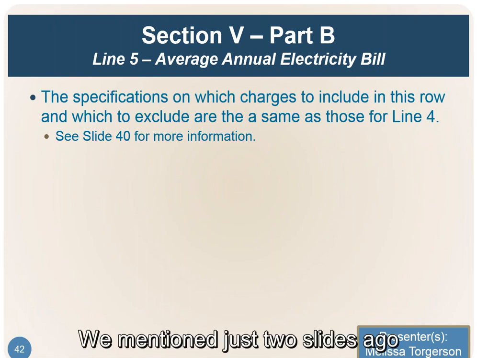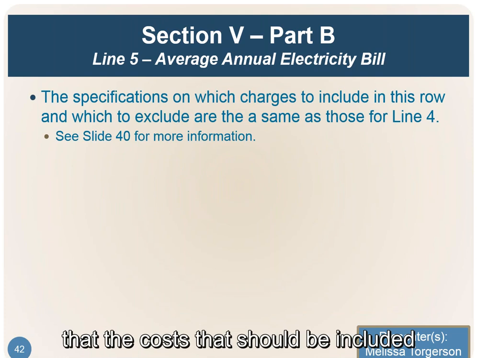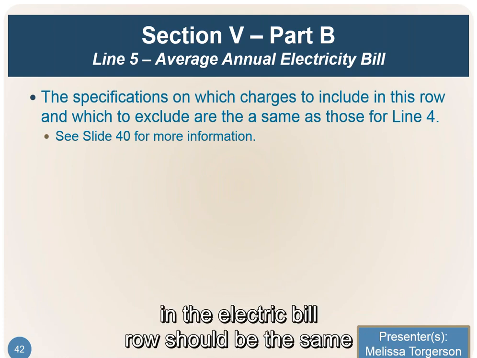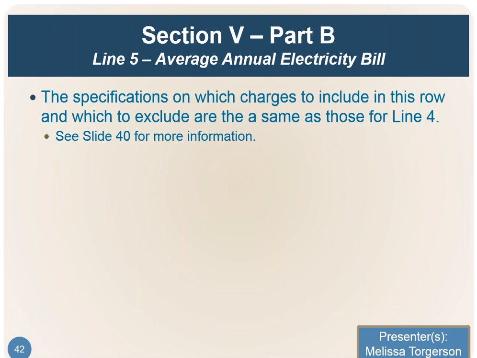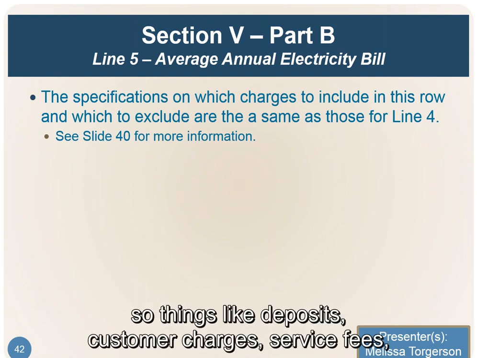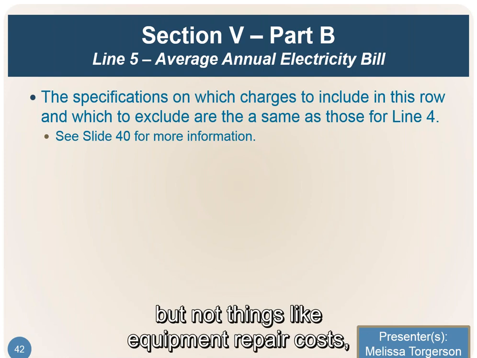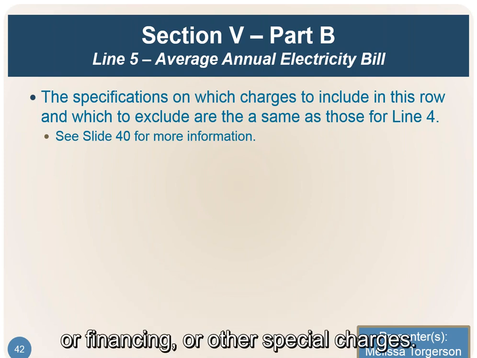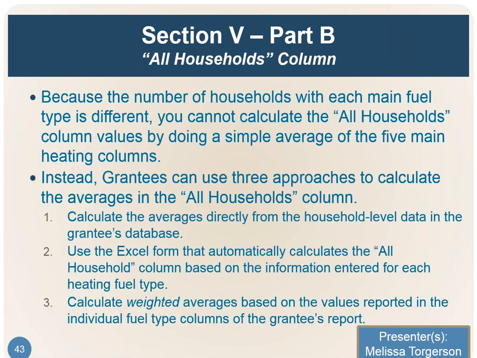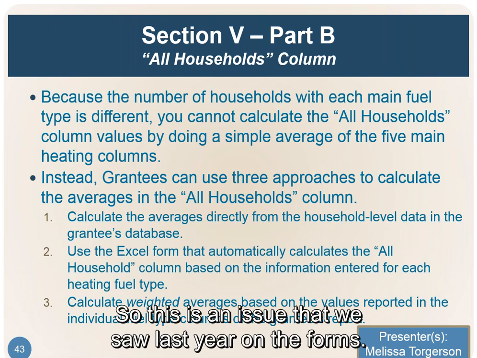We mentioned just 2 slides ago that the costs that should be included in the electric bill category, the electric bill row, should be the same as we just went over. So things like deposits, customer charges, service fees, but not things like equipment repair costs or financing or other special charges. So this is an issue that we saw last year on the forms.